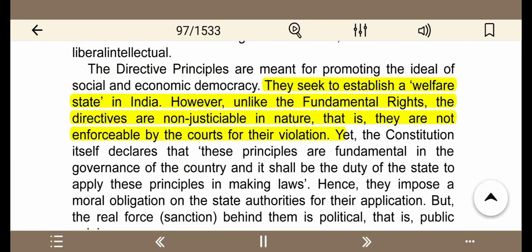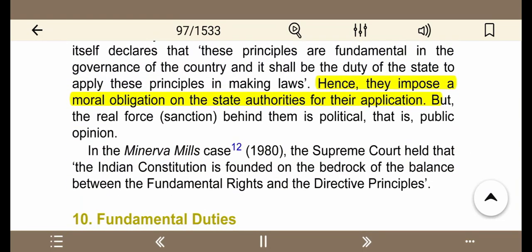However, unlike the fundamental rights, the directives are non-justiciable in nature, that is, they are not enforceable by the courts for their violation. Yet, the Constitution itself declares that these principles are fundamental in the governance of the country, and it shall be the duty of the state to apply these principles in making laws. Hence, they impose a moral obligation on the state authorities for their application. But the real sanction behind them is political, that is, public opinion.